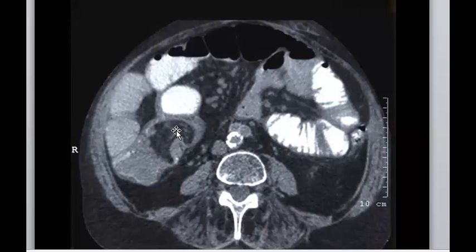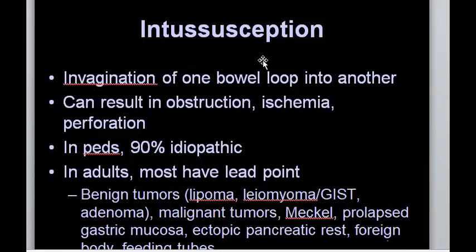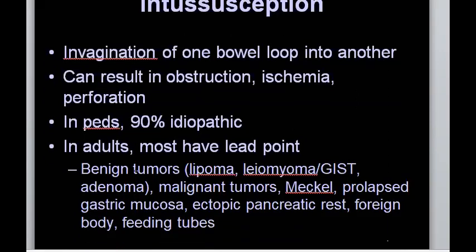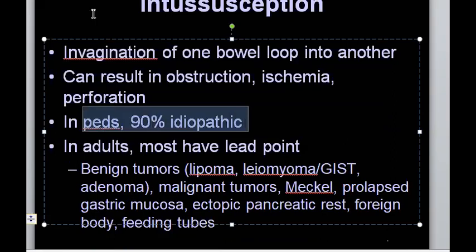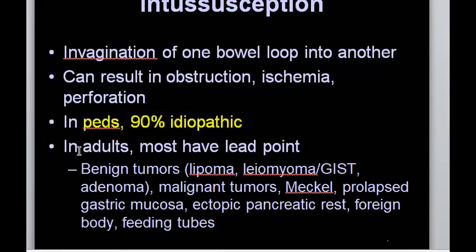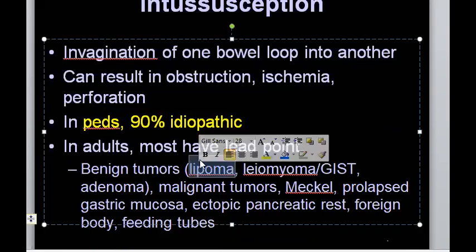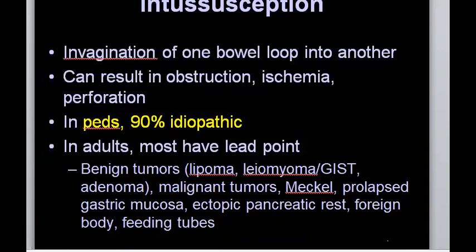So tumors like lipoma, leiomyomas, GIST and adenoma can cause intussusception. Sometimes it can happen also with malignant tumors, as we mentioned also Meckel's. Okay? So this is what's called intussusception. The pediatric age group has the major portion of intussusception, but in the adult, search for a lead point, which in this case is a lipoma. Okay?